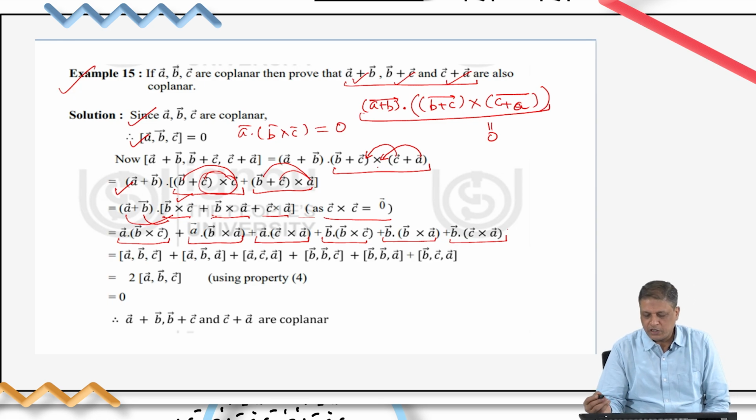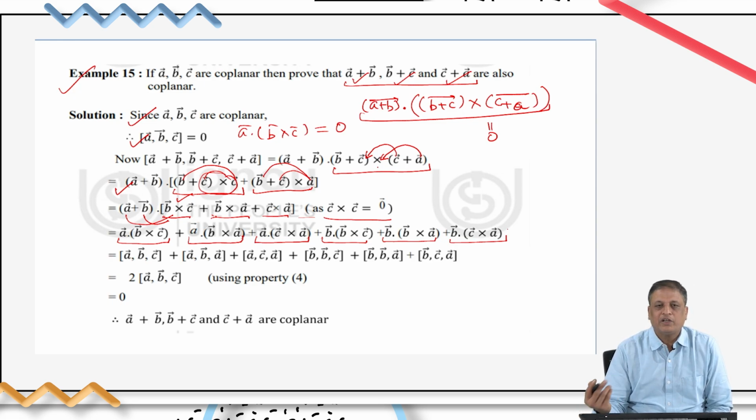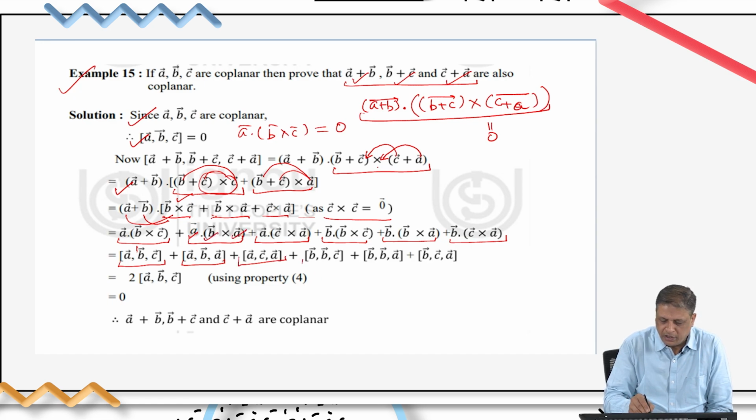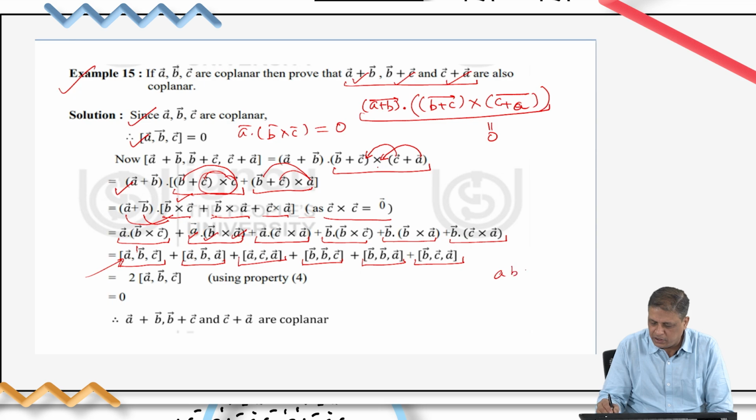We simply perform the normal dot product. Likewise, we perform normal multiplication in the case of algebra. When we are multiplying, we are opening the braces. This is normal calculation. So, the first expression turns out to be ABC, second turns out to be ABA, third turns out to be ACA, then BBC, BBA and BCA. Now, we know that ABC is equal to BCA is equal to CAB.